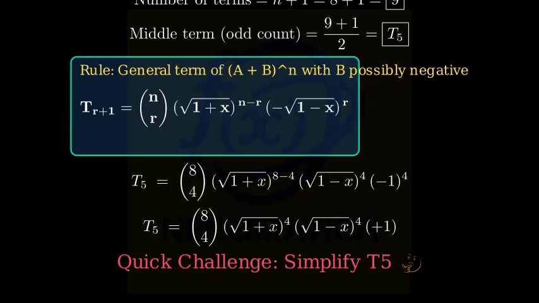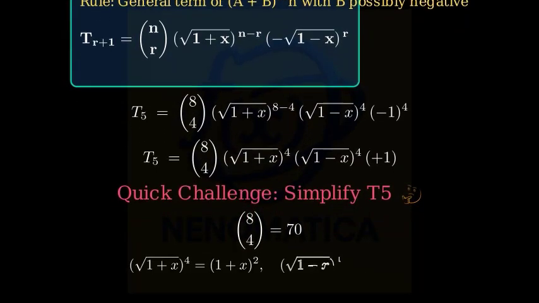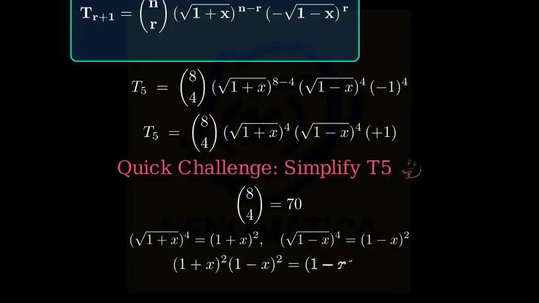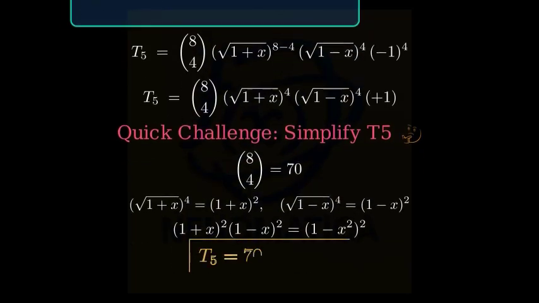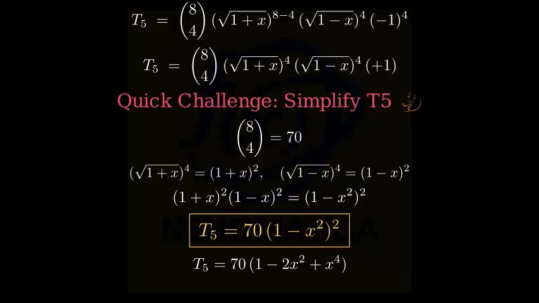Before I reveal it, notice that raising a square root to the fourth power removes the root and squares the inside. Here is the simplification. 8 choose 4 equals 70, and square root of 1 plus x to the fourth times square root of 1 minus x to the fourth becomes 1 plus x squared times 1 minus x squared. Therefore, t sub 5 equals 70 times 1 minus x squared, all squared. If you prefer it expanded, that is 70 times 1 minus 2x squared plus x to the fourth.